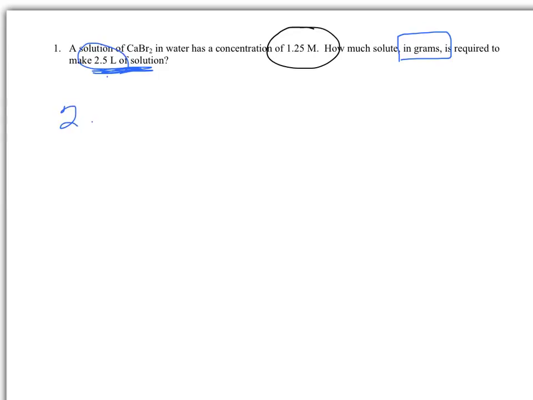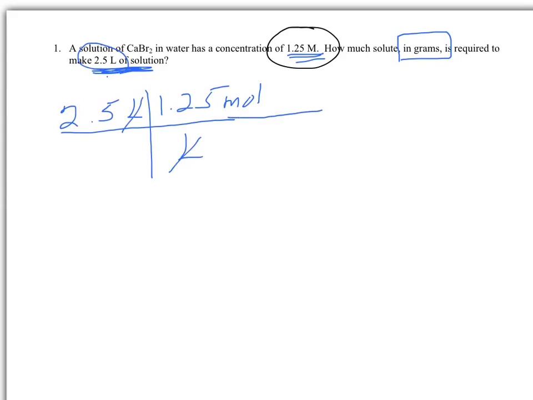I'm going to have 2.5 liters. Draw my factor bar out one place. Molarity was given to me kind of as a conversion factor. I know the capital M means moles per liter. So I'm going to put 1.25 moles per liter. Cancel, cancel. And then I'm going to take the factor bar out one more place because I don't in actuality want moles, I want grams. But I have to go through moles to get it.